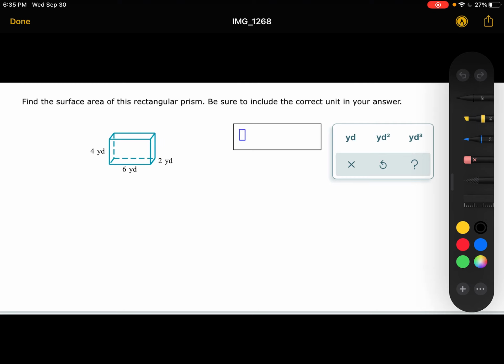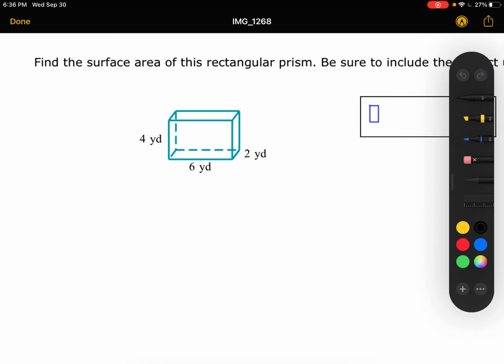So when you do this, it's going to be a little bit detailed of an explanation, but let's just get into it. To do this, you need to find the area of the front and the back, the two sides, and then the top and the bottom. Okay, so really quickly, let's just go into what that looks like.